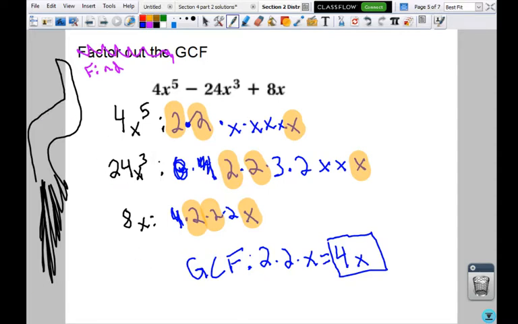Not super tough, I hope. Tomorrow we're actually going to use the greatest common factor and we're going to factor it out. I forgot I split this into 2 days when I made this morning. What about the negative? It's a negative 24. It doesn't matter. Greatest common factor is just what numbers. So the negative does not matter.